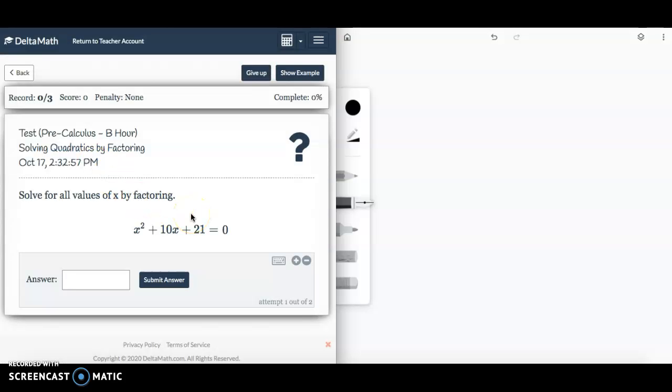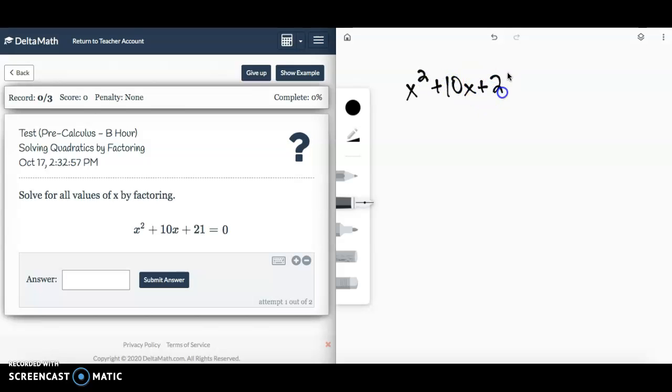Alright, so let's start with this first part. Solve for all values of x by factoring. So we are going to go ahead and make sure first it's set equal to 0. Check, yes. Is there a GCF I can pull out? Nope. So now I'm going to figure out what multiplies to my AC value and then adds to 10. So figuring out what multiplies to 21 and adds to 10.